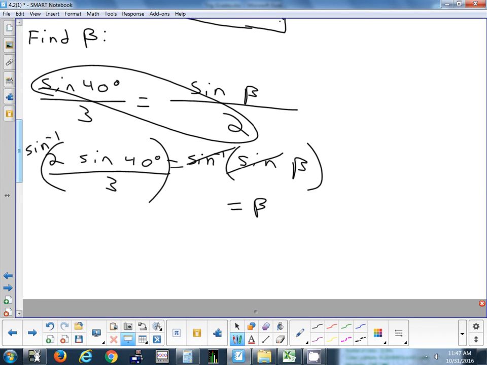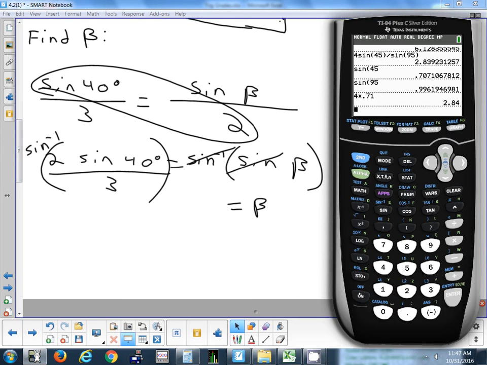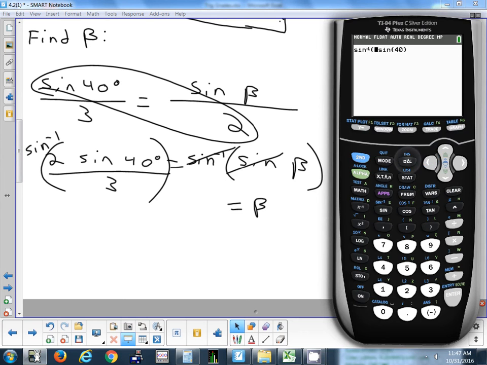Okay, so let me type that in and see what I get. Once I type this in, I'm going to know right away whether this is a no solution problem or at least one solution. I won't know if it's 2, but I'll know if it's no solution or at a minimum, one solution. So inverse sine of 2 sine 40. And you know what, I think I have an extra parenthesis. Divided by 3.